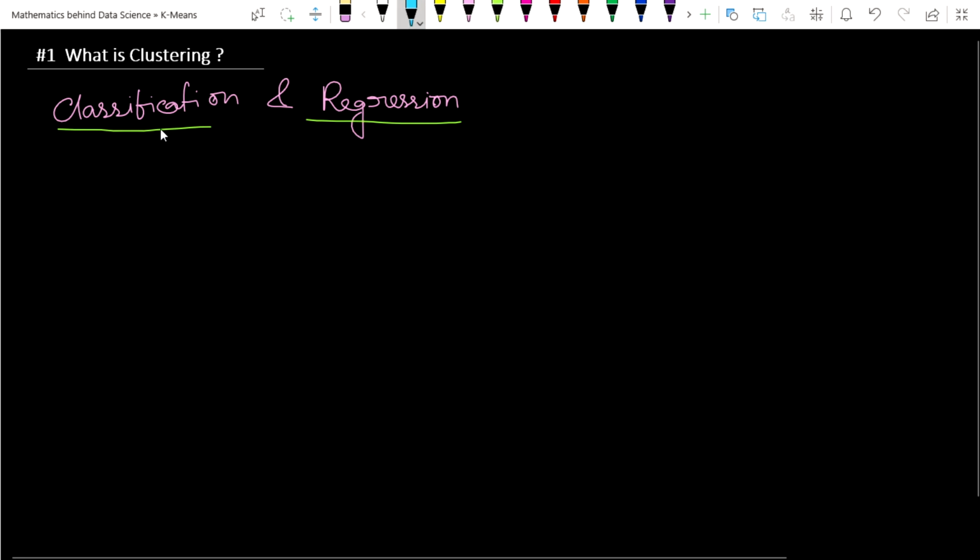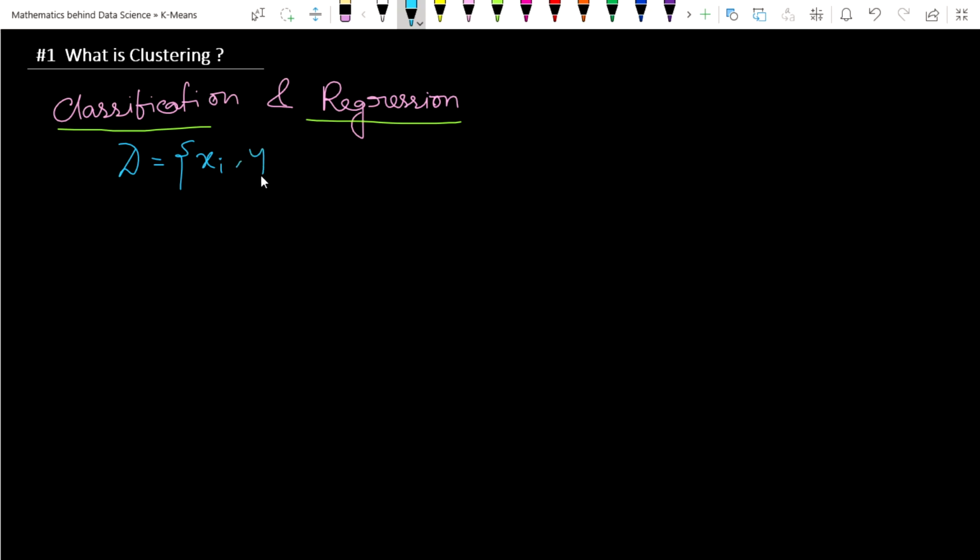Let's recap it. We have a data set, and the data set looks like this. It has some independent variables that we call xi, and corresponding to each independent variable there is a dependent variable that we call yi. According to how these are defined, it is a classification problem or a regression problem.